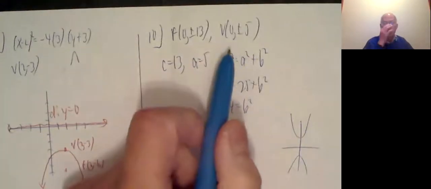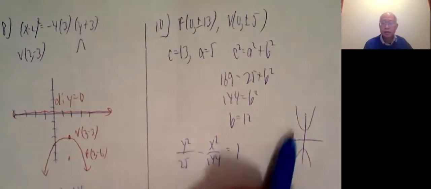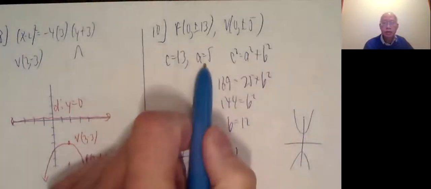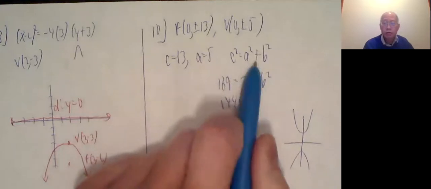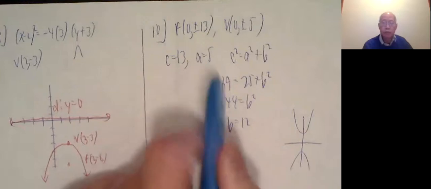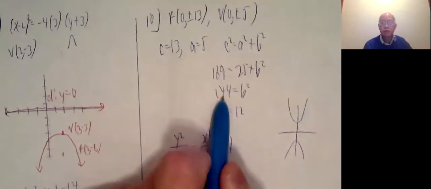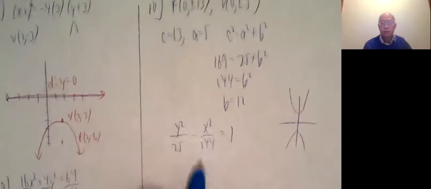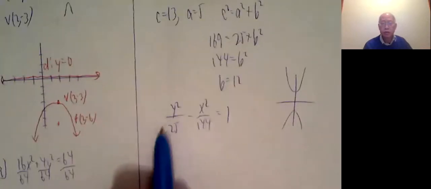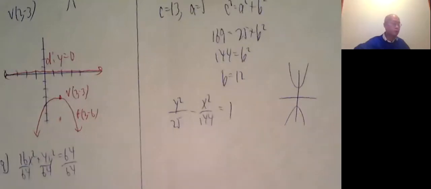And finally 10, you're told the foci are 0 plus or minus 13. Vertices are 0 plus or minus 5. It's going this way. That means y comes first and x second. It's centered at the origin. C is 13, a is 5. C squared equals a squared plus b squared. Some people might memorize the 5, 12, 13, but if you don't, I'll assume you don't. Put 13 here, that's 169. Put 5 here, that's 25. Subtract, 144 equals b squared. B is 12, which means I put 144 underneath here. So y squared over 25 minus x squared over 144 equals 1. That's the equation of the hyperbola.